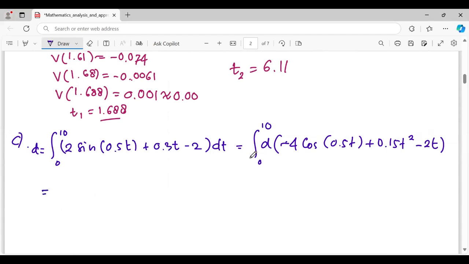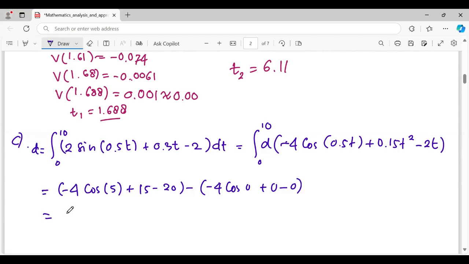And then after that, substitute 10 and 0 into this expression, and we get the calculation: minus 4 cosine 5, because 0.5 times 10, plus 15 minus 20, minus minus 4 cosine 0 plus 0 minus 0. So it becomes minus 2.135 minus 0, which is minus 2.135. So the displacement, not minus, but the displacement equals 2.135 meters.